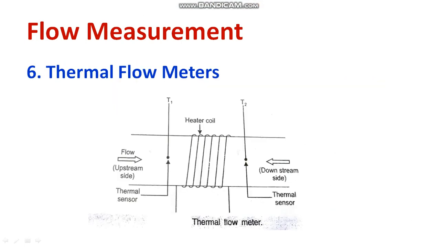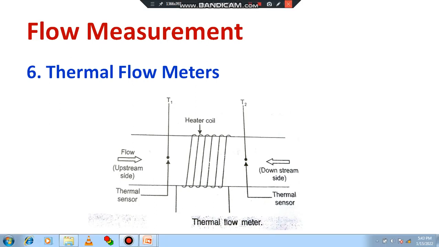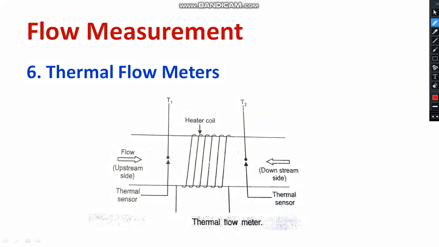So in a thermal flow meter we need a heater. First of all you can see the diagram, then I will come back to the theory part. A heater is required, along with a heating coil. Heater plus heating coil; electrical heating can be employed. That's the first part. The second part is we need two sensors. Thermal sensors are required, two sensors.